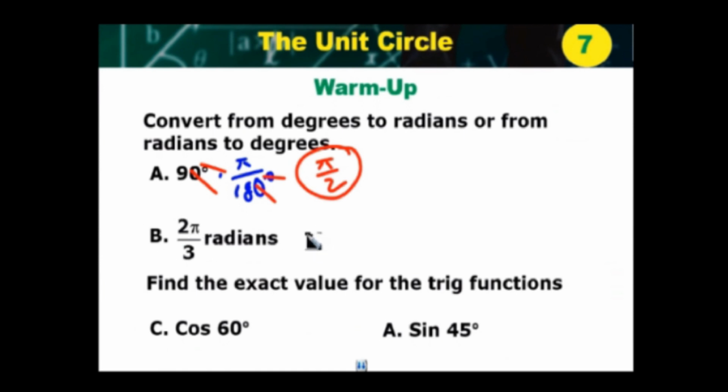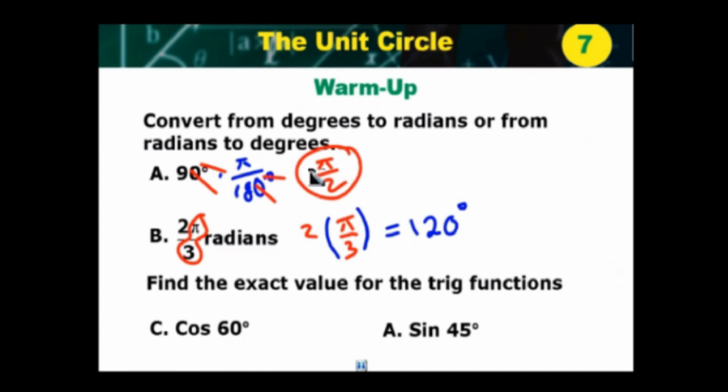This one here, you go from radians to degrees. There's multiple thoughts on this. Probably the easiest is to think of this part by itself first. Pi over 3. So I would say 2 times the pi over 3. Now, what is pi over 3? Pi over 3 is 60. 2 times 60, so you could say this is 120. That's one way to do it, right?